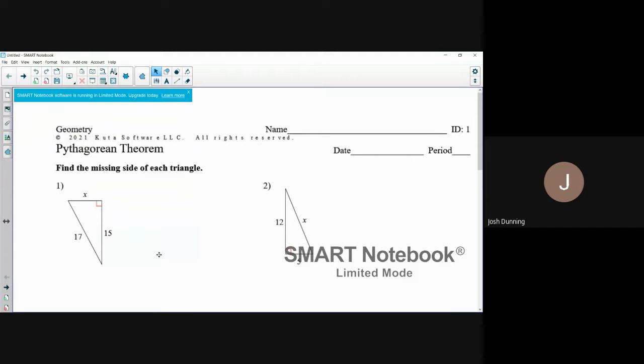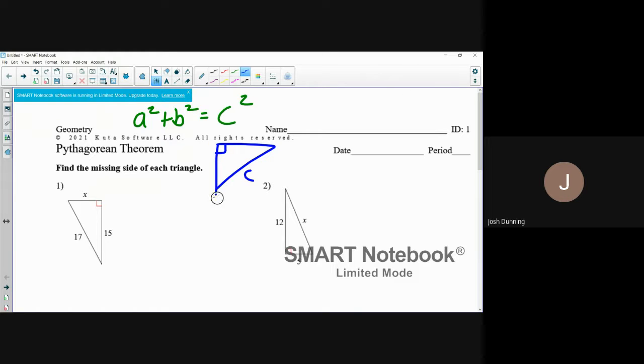All right, so the Pythagorean theorem. Now, the formula for this, and you may have seen this before, you might not have. It's a squared plus b squared equals c squared. When you use this, the only thing that really matters is that the longest side of the right triangle has to be C. It's the side that's across from the box. That has to be C.